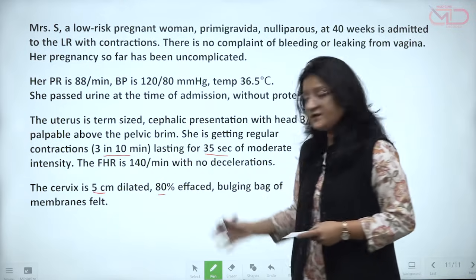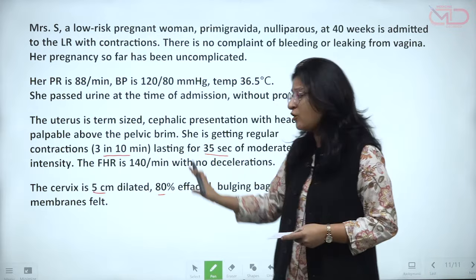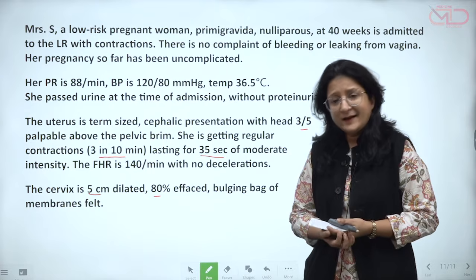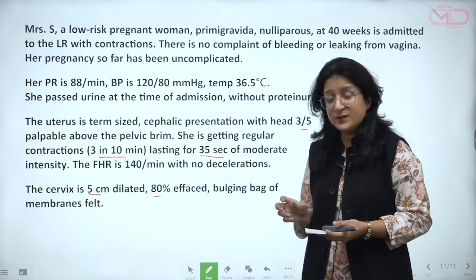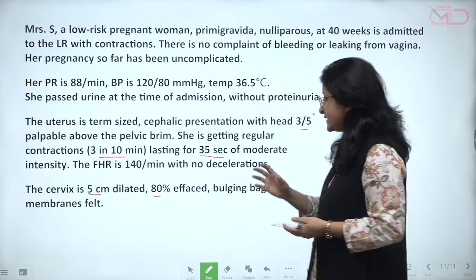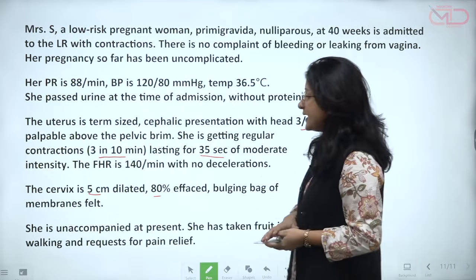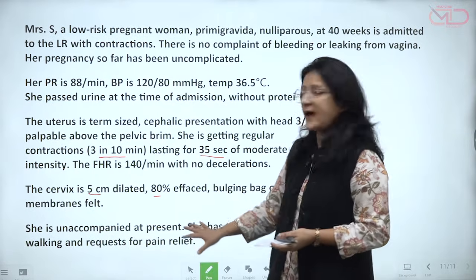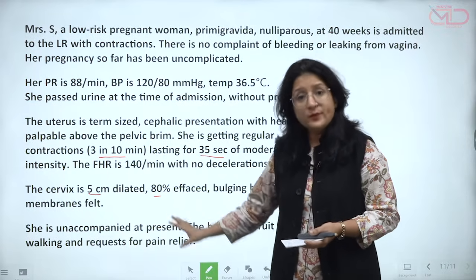It's 80% effaced, so there is a significant degree of effacement. A bulging bag of membranes has been felt. The new labor care guidelines mention that there has to be a significant degree of effacement. They've not specified the exact amount of effacement that is required, but they do mention significant degree. And this woman that we have examined is unaccompanied at present. She has taken fruit juice, is walking, and requests pain relief. So we are also incorporating supportive care as well.